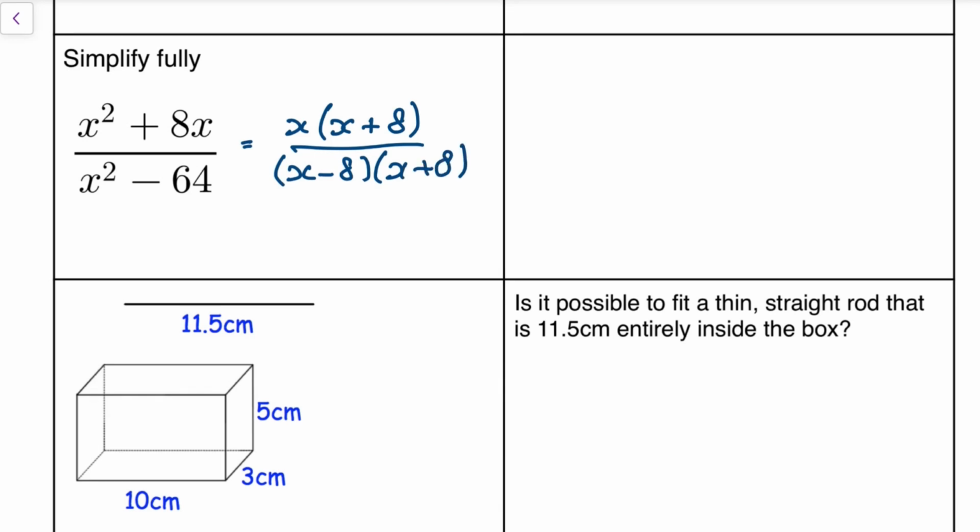This is the difference of two squares. I can square root this, I can square root that. There's a minus in the middle, so it is literally a difference of two squares. What I can then notice is that I have a factor of x plus 8 on the top and x plus 8 on the bottom, and that's going to give me an overall answer of x divided by x minus 8. There we go, question done.